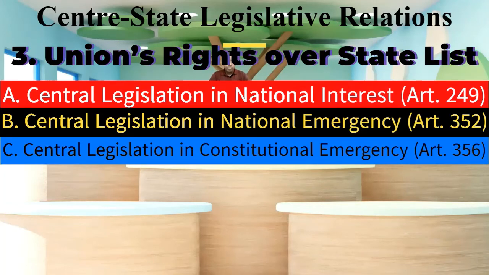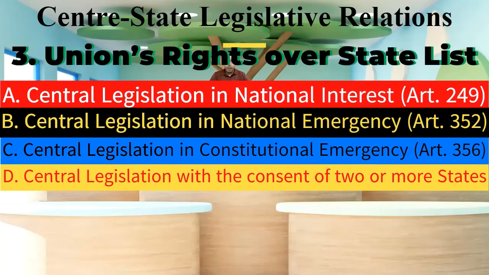Sometimes two or more states also make a resolution so that certain subjects which they cannot perform or cannot legislate over due to certain factors, they can request the center to make legislation over it. Once two or more states pass this resolution, then the Parliament enjoys the right to make legislation over the subject. Such a law can be applicable in other states also, if those later states also make a resolution afterward.